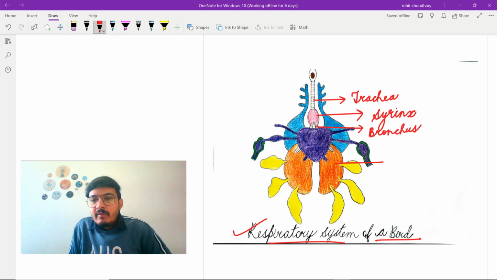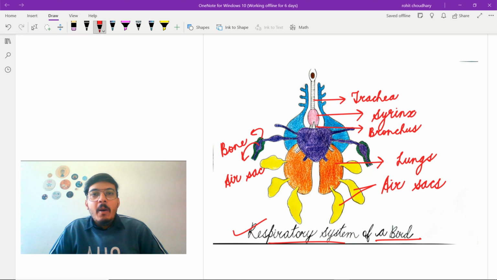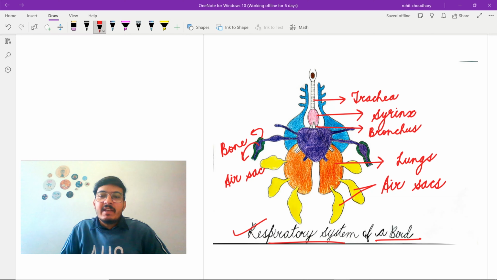The orange colored ones are the lungs, and these lungs are inelastic and spongy. The yellow colored ones are the air sacs, and these air sacs are connected to lungs for supplement respiration. We can see air sac here as well, and this air sac is present in bone. This will make the body of the bird lighter in weight, and this will eventually help them in flying.